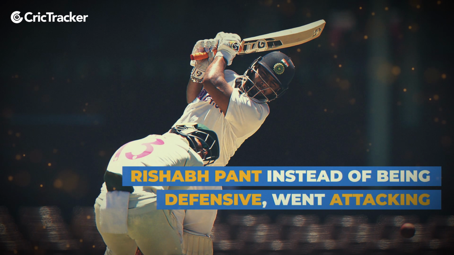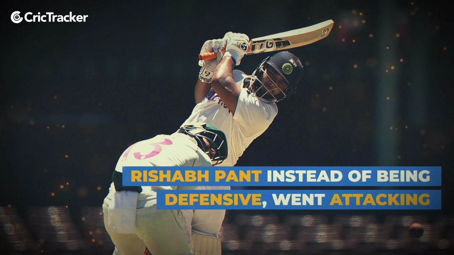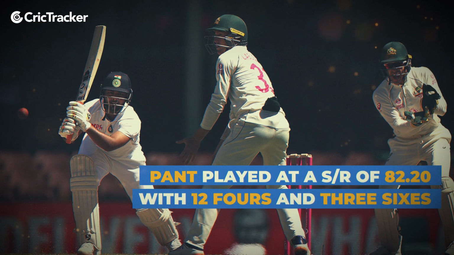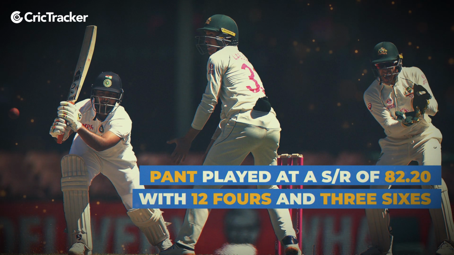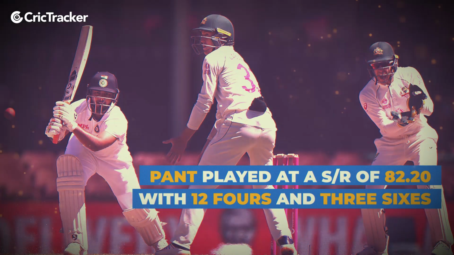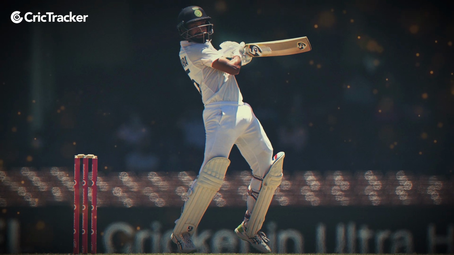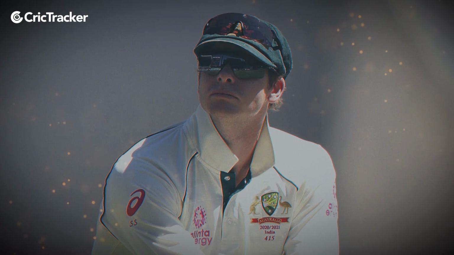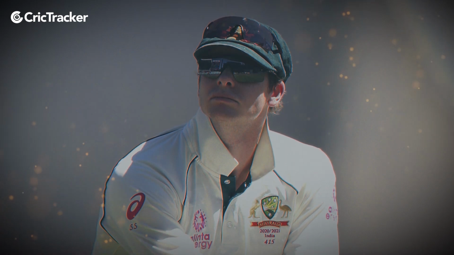Instead of being defensive, he went attacking and went for the win. Pant played at a strike rate of over 82 and his knock was laced with 12 boundaries and 3 huge sixes. The positivity that he got along with also rubbed off on Pujara. Meanwhile, Steve Smith tried to ruffle Rishabh Pant.